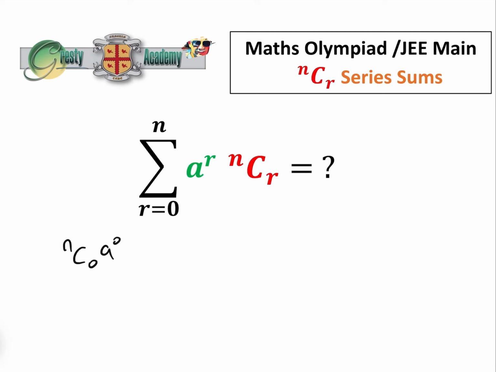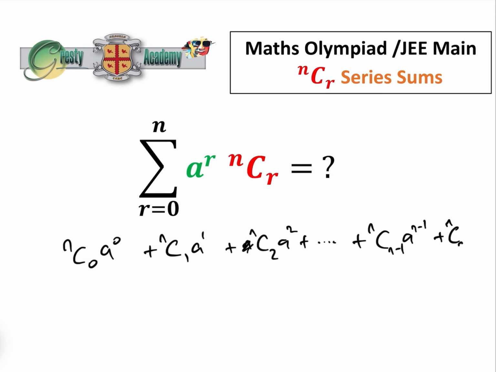nC0 a to the 0, add nC1 a to the 1, add nC2 a to the 2, add nC(n minus 1) a to the n minus 1, add nCn a to the n. Okay, right, now let's have a look at the binomial expansion of p plus q to the n.